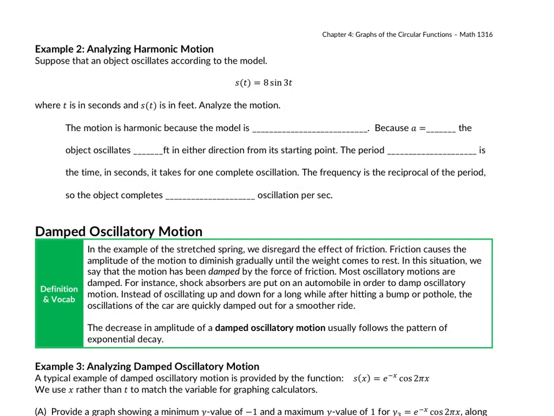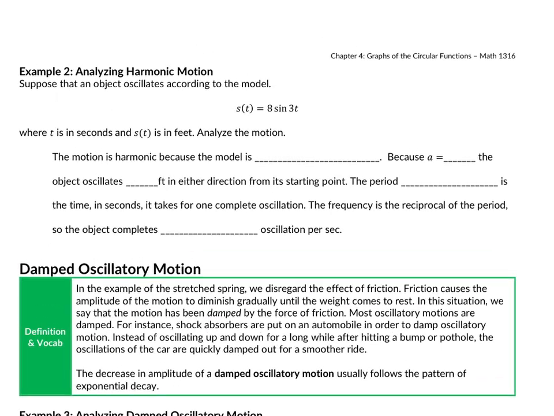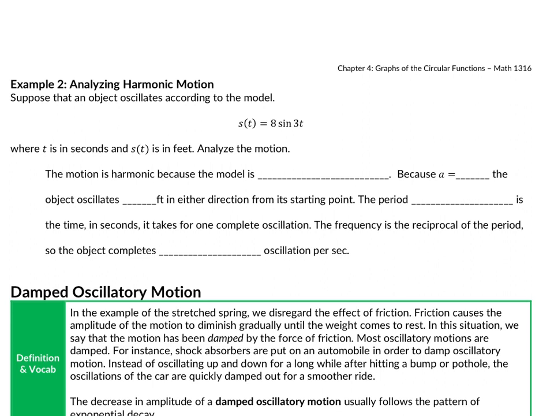So let's analyze some harmonic motion. It says that suppose an object oscillates according to the model S of t equal to 8 sine of 3t, where t is in seconds and S of t is in feet. Let's fill in the blank here. The motion is harmonic because the model is, and then we're just going to fill in those definitions. S of t equal to a sine of omega times t.